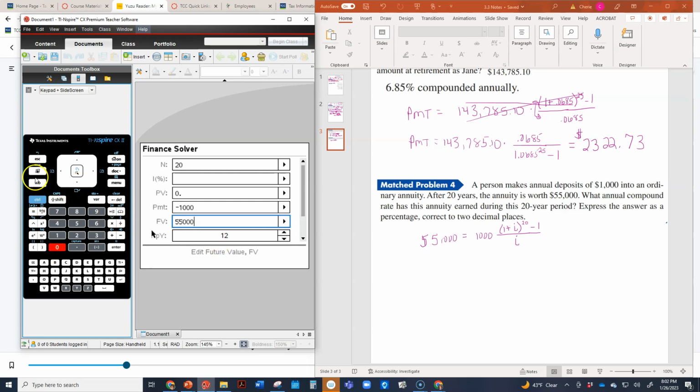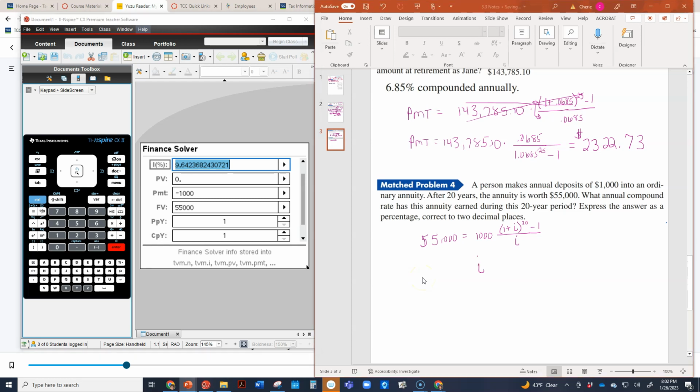Payments per year, we've already said that we were just having one, and it is annually compounded, so we're just going to have one. Payments per year, compounded per year. As this one changes, this one does too. That's why I think those will always be the same. You go back here and you just press enter. And so that means that my interest rate will need to be 9.64% interest.